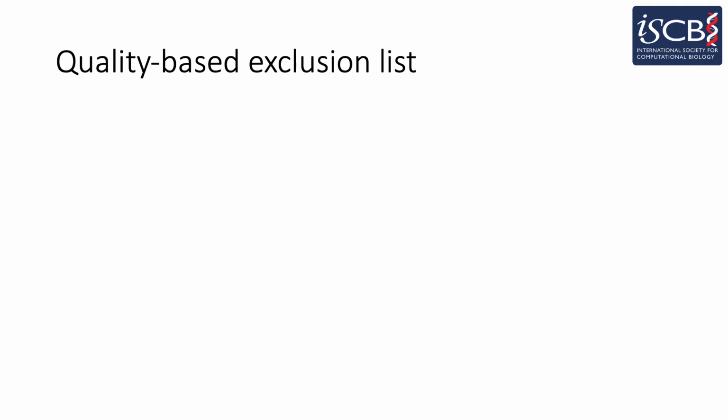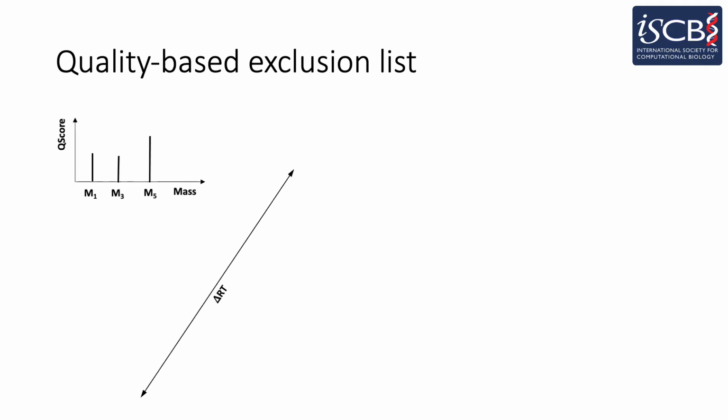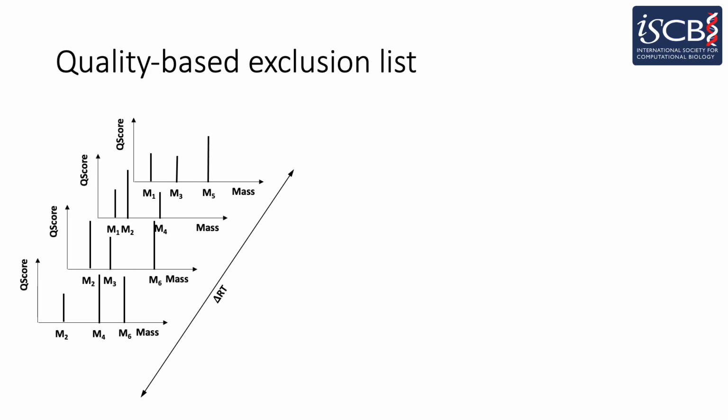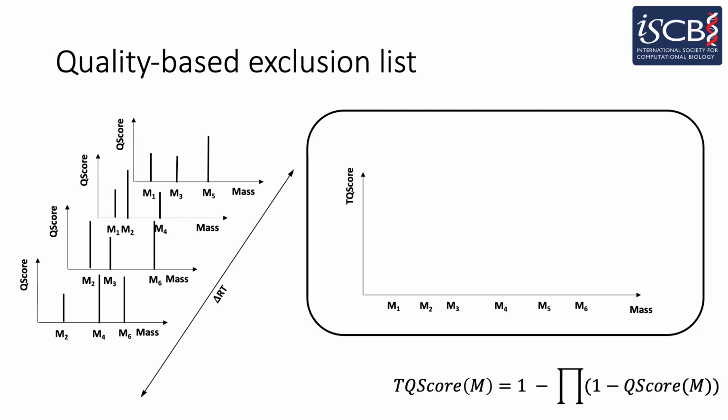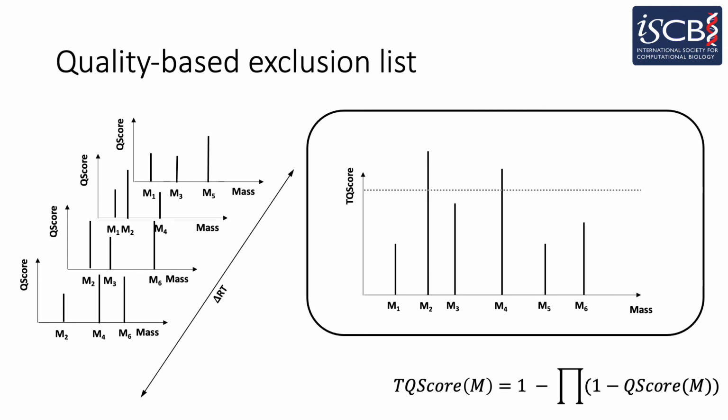Next, let me explain the quality-based exclusion list briefly. FLASHIda internally stores the masses and their Q-scores over a short retention time period. Then using them, it calculates total Q-score or TQ-score for each mass. TQ-score is given by this formula and means the probability that at least one of the MS2 spectra from a mass is identified. For simplicity, we assume the spectra are identified independently. After calculating TQ-score for all masses, a threshold is applied. And the ones exceeding the threshold are excluded from acquisition for a short time period.